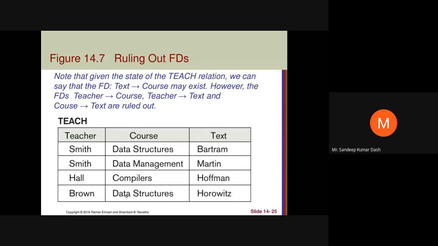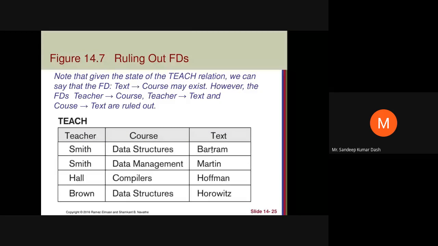T1x equals T2x. Similarly, now I should say this one: T1y should be equal to T2y. That means T1 text should be equal to T2 text. But these are not the same. So functional dependency again is not existing. Got it? Okay. Yes, sir.